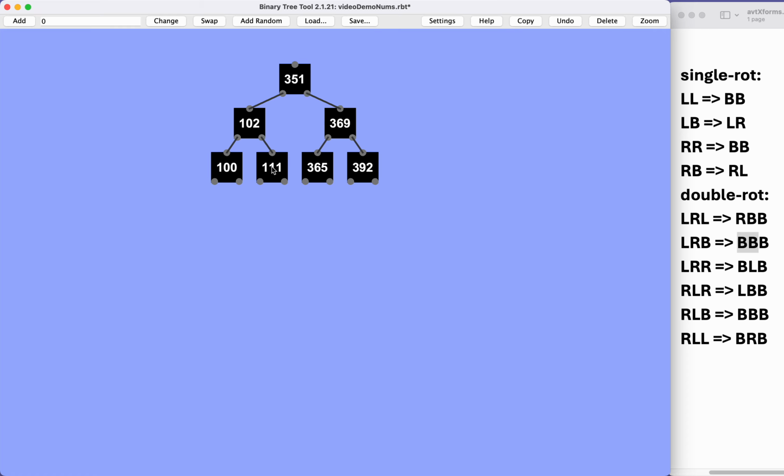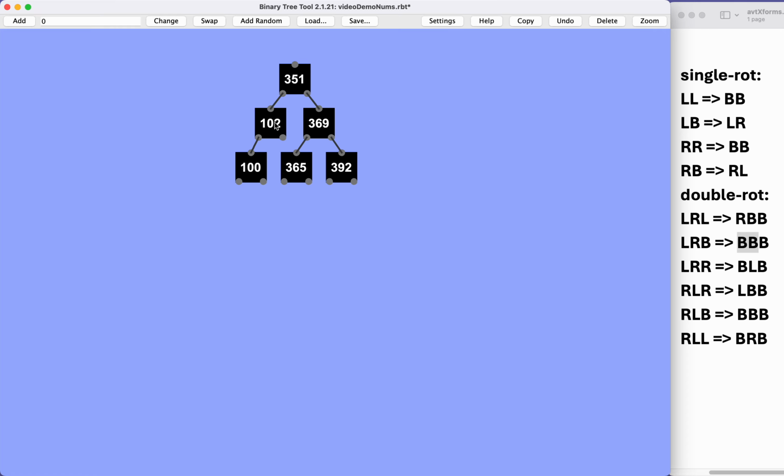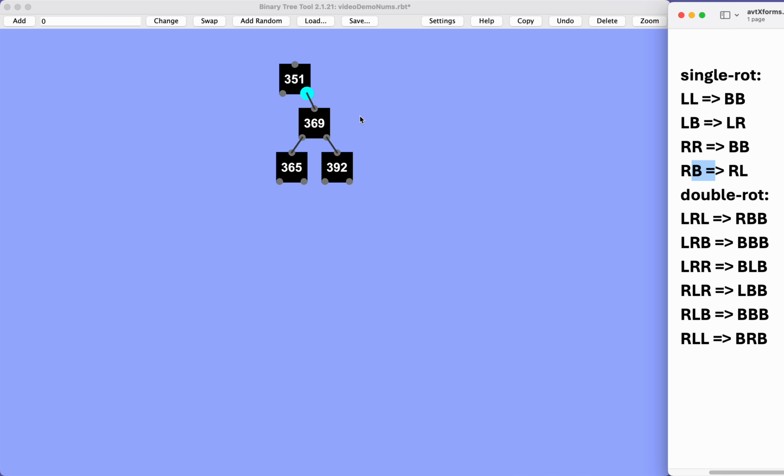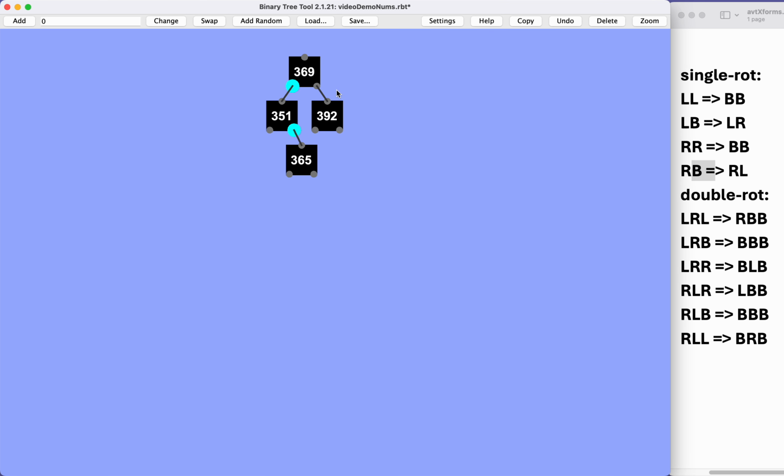Now delete the 111. See shrinkage here, do the adjustment there. Delete the 102. I see shrinkage to the right, adjust the balance factor to the right, and finally delete the 100. And I want to adjust 351's balance factor to the right, but it's already right leaning. Therefore, I do the right balance case, which turns into right left, and single rotation. And there we go, and there's our tree with all the smaller numbers deleted.